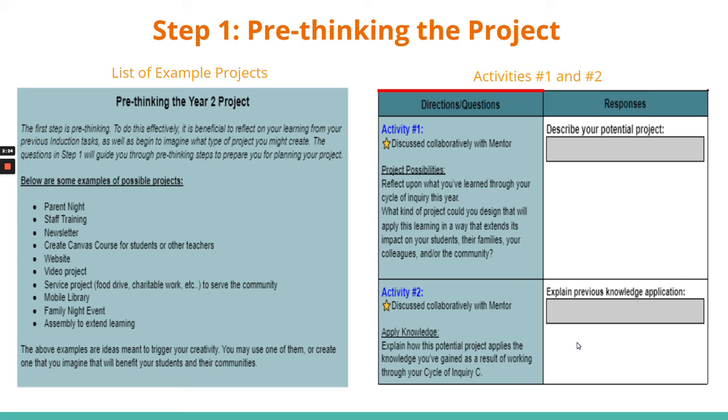In activity 2, you would then describe how the project you have in mind would apply the knowledge that you gained and your learning from your Cycle of Inquiry B. So the intention behind the project is that it extends your learning from the first half of the year.